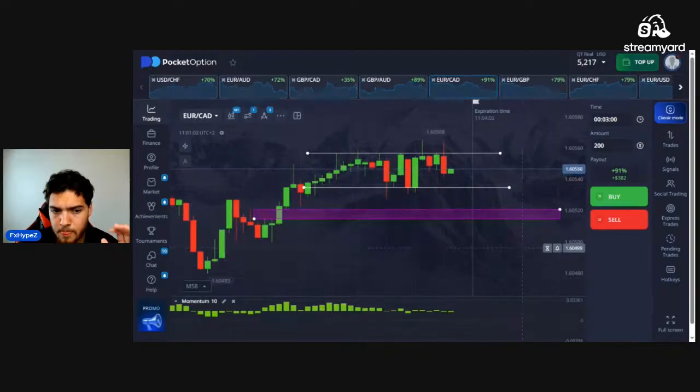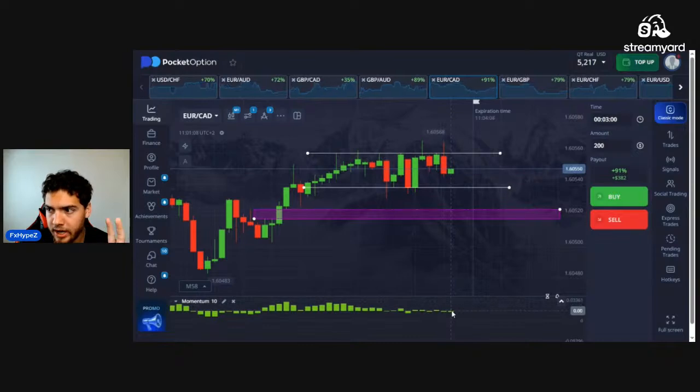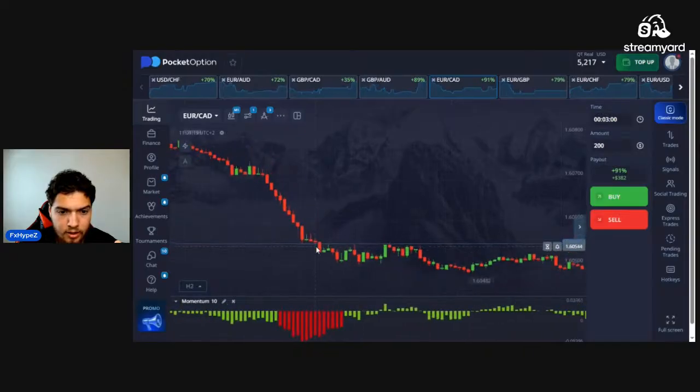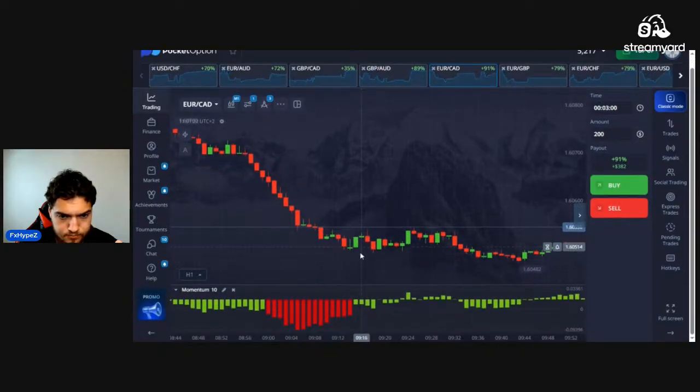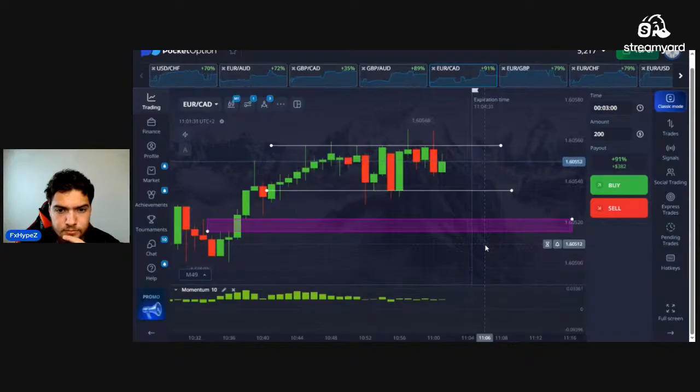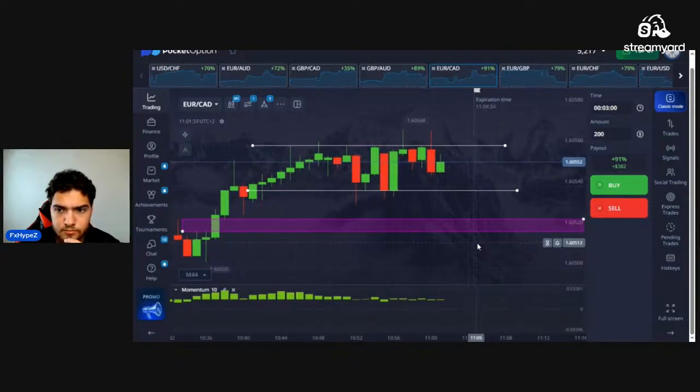Obviously, just to mention, if we were to take sells, momentum would have to be red. The indicator would have to show red. If it doesn't show red, then we obviously are not going to take a sell. And the last time it was red was almost 2 hours ago, so I am skeptical of that. So at this rate, it's looking like buys.